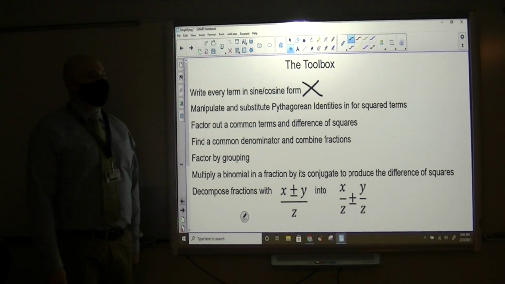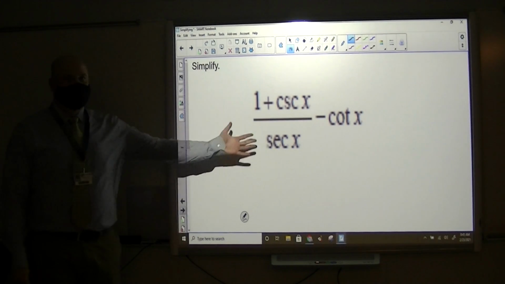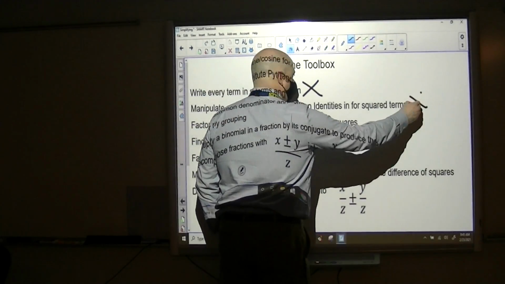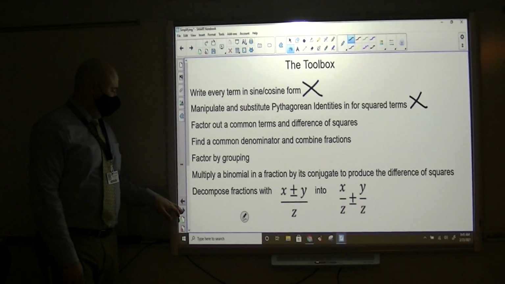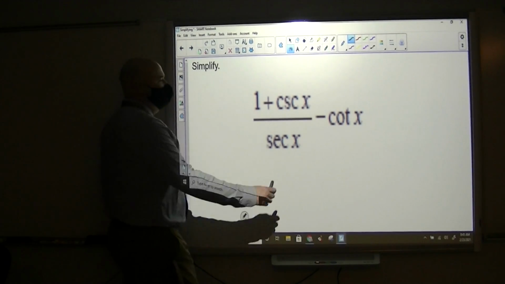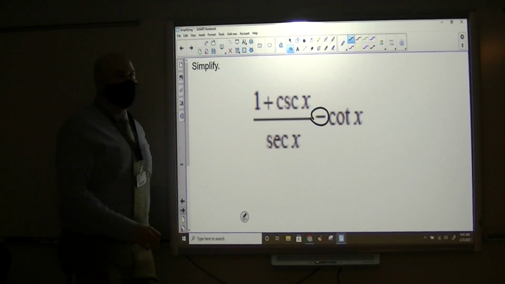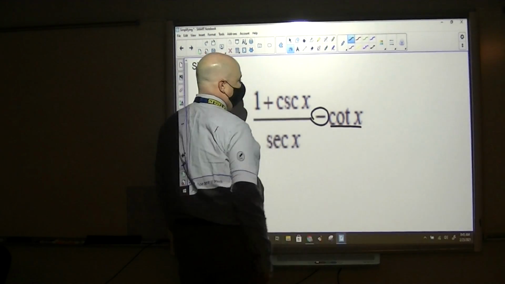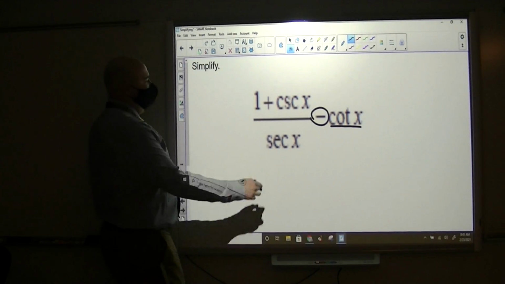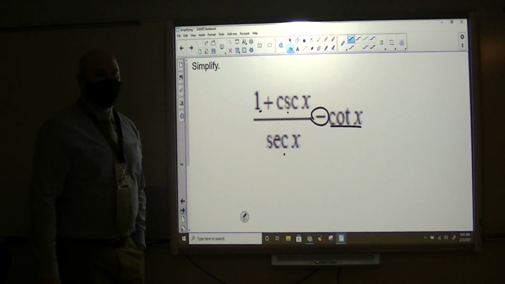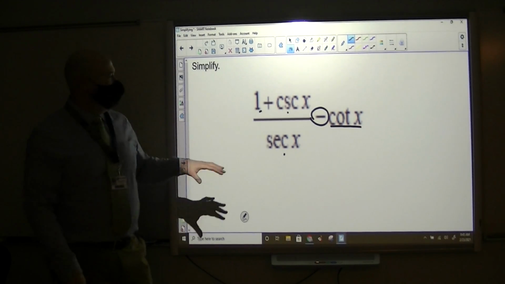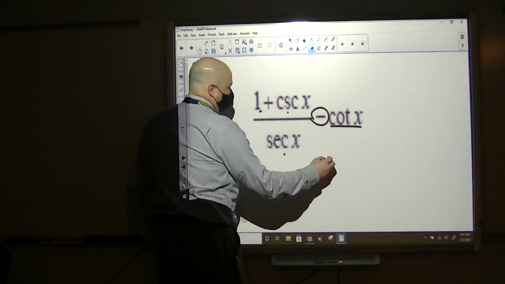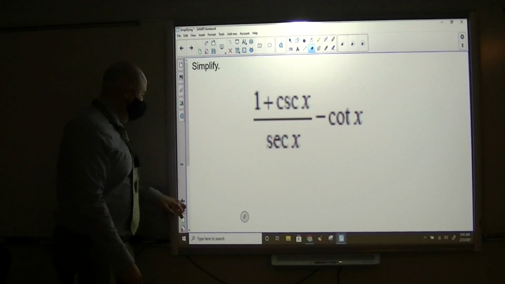What about manipulating and substituting Pythagorean identities for squared terms? There are no squared terms here. So, I'm not going to do that. What about factoring? Factoring in general, we look for plus and minus signs, and then we look on either side of that to see if they have anything in common. All that I have here is a cotangent, and I don't have a cotangent here. And plus, we don't factor from fractions out of the problem. We just don't do that. Okay? That's beyond our possibility. So, we're not factoring.